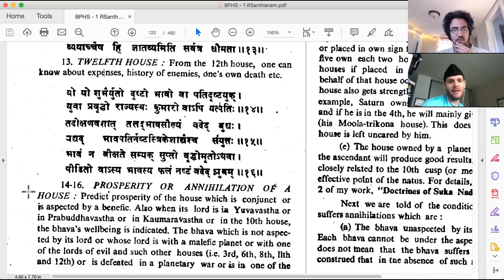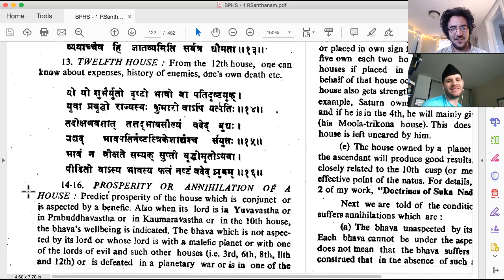Because once you go through all these stages of the houses after the 11th, when you get your gains, well, you got to spend them. And that's where the 12th comes in, but you spend everything and you die. So, yeah, and once again, death. Death is the most common word that Parashara uses to describe all the houses.